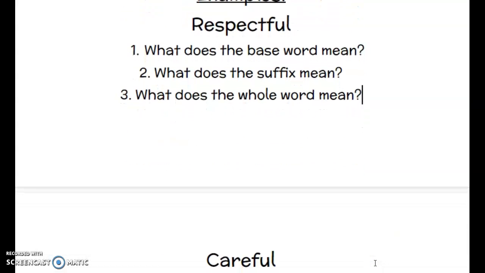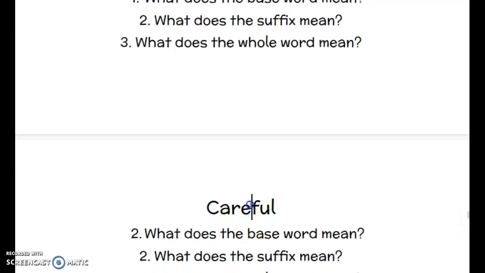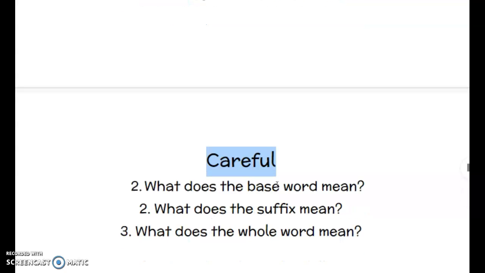Let's look at another example. Our next word is careful. So what does our base word mean? Care, like you show care. Our suffix, full, full of. So our whole word, full of care. You're careful when you do something.